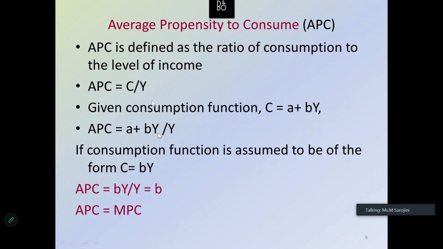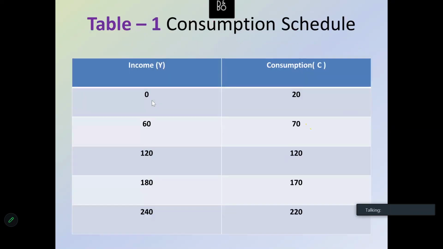Again, once the consumption function is given as C is equal to BY, if there is no autonomous consumption, then APC is equal to MPC. This is the consumption schedule. This schedule indicates that once the income increases, consumption also increases. You can observe here, once there is zero income, the consumption is there.